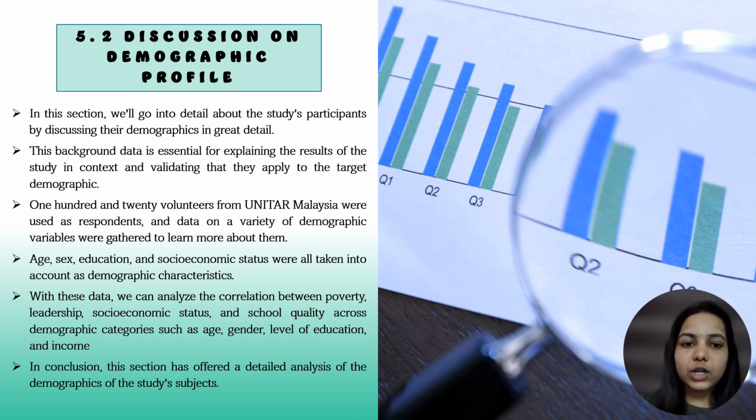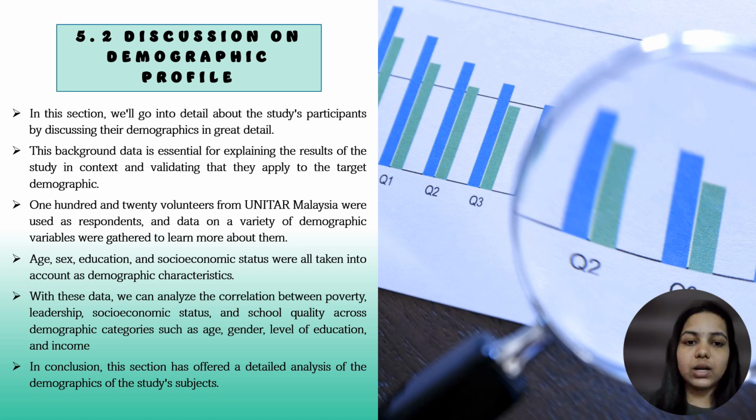Age, sex, education, and socioeconomic status were all taken into account as demographic characteristics. Age is a crucial demographic variable because it allows researchers to better understand the range of ages covered by the data. Participant ages range from 18 to 30, representing a broad cross-section of the student body at UNITAR. In conclusion, this section has offered a detailed analysis of the demographics of the study subjects.